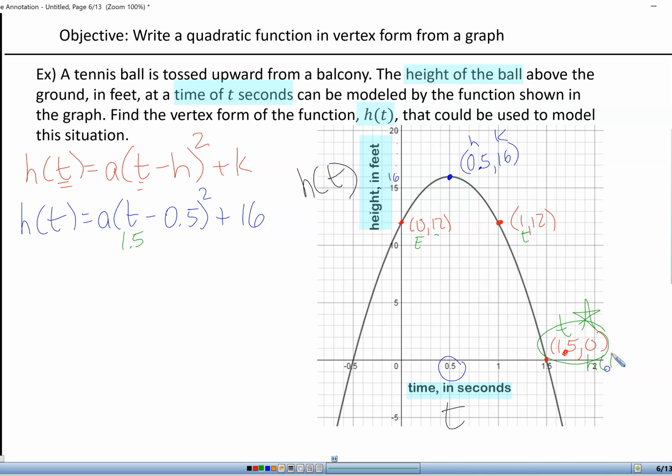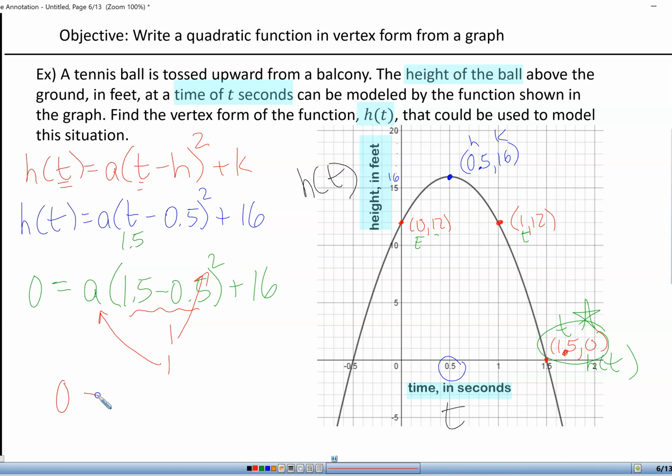So the 0 is our h of t. We still got our a there. t is our 1.5. So using our order of operations here, 1.5 minus 0.5 is 1. That 1 is squared. 1 times 1 is 1, and 1 times a is a. So I have 0 equals a plus 16. And then subtracting the 16, I get a equals negative 16. And getting a negative a value, I should realize makes sense because my parabola opens down, and that means there is an x-axis reflection, and that would come from a negative a.